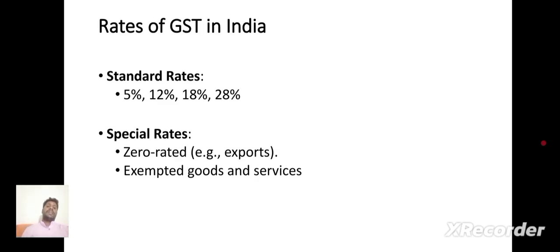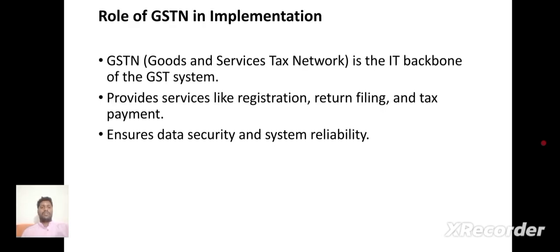Rates of GST in India: standard rate and special rate. Normally the standard rates are 5%, 12%, 18% and 28%. Special rates like zero rated, for example exports of goods and services. Exempted goods and services also. Role of GSTN in implementation: GSTN, Goods and Services Tax Network, is the IT backbone of the GST system. It provides services like registration, return filing, and tax payment. It ensures data security and system reliability.